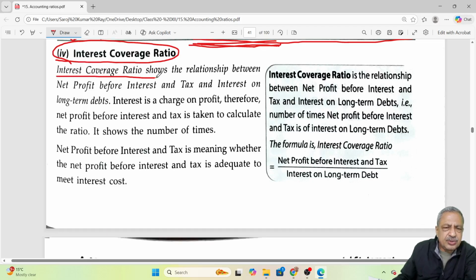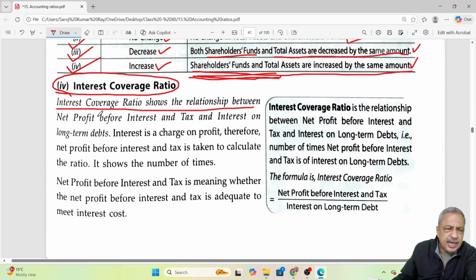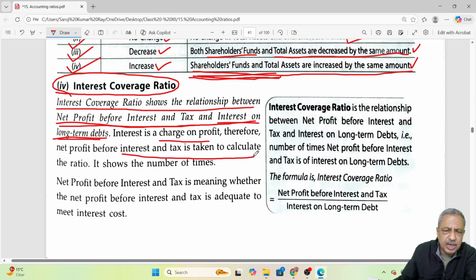Interest coverage ratio shows the relationship between net profit before interest and tax and interest on long term debts. न्यूमरेटर में आएगा नेट प्रॉफिट बिफोर इंटरेस्ट एंड टैक्स एंड इंटरेस्ट ऑन लॉन्ग टर्म डेट आएगा डिनोमिनेटर में. इंटरेस्ट इज ए चार्ज ऑन प्रॉफिट, therefore net profit before interest and tax is taken to calculate the ratio.